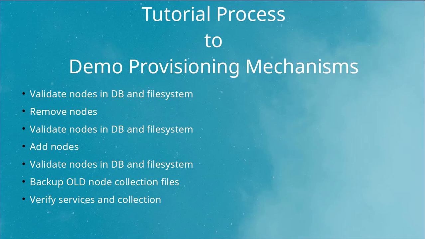The provisioning process remains as it was in Part A. Verify the nodes in the DB and OpenNMS file system. Delete the nodes. Verify the nodes are deleted in the DB and OpenNMS file system. Add the new nodes. Verify the nodes are added in the DB and the OpenNMS file system. Back up the deleted nodes' metric collection files. Verify services and collection on the added nodes.